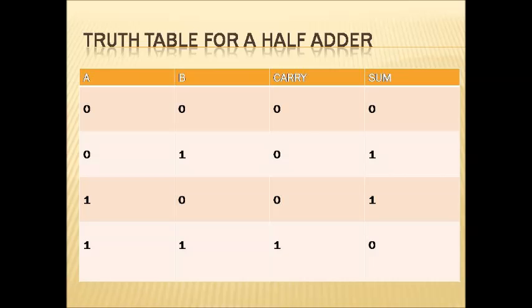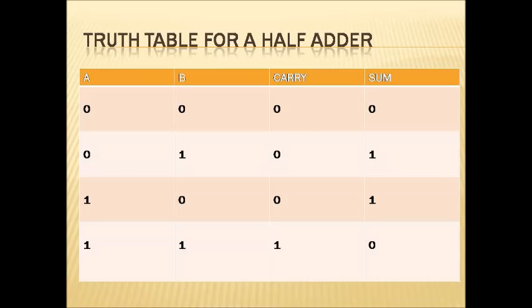Here you can see the truth table for a half adder. So A and B are the 2 binary digits. So we got a column for carry and we got a column for sum. When A is equal to 0 and B is equal to 0, when we perform the addition of 0 plus 0, carry becomes 0 and sum becomes 0. And when we perform the addition of A is equal to 0 and B is equal to 1, we get carry as 0 and sum is equal to 1.